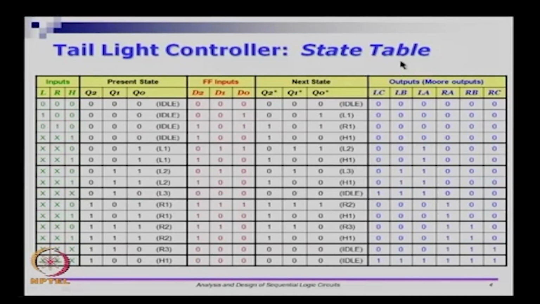So this is a tail light controller. It is a very simple example that you can very quickly relate to. This table may look big but the description is fairly simple. If you go back to the state diagram and compare it with this, you will see that the state diagram is captured in the state table.